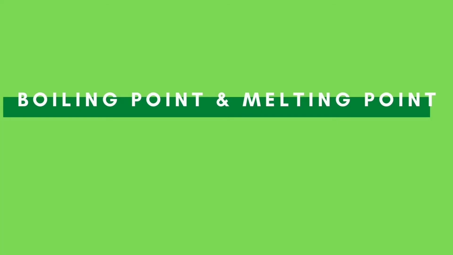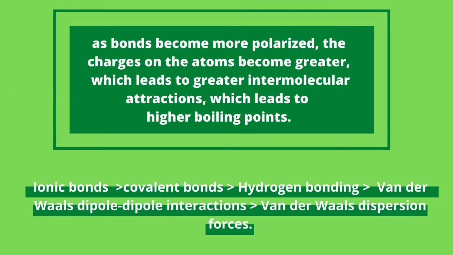Hydrogen bonds can contribute to boiling points. Hydrogen bonds have a lower melting point than ionic and covalent bonds because these two bonds are stronger, which means that they are harder to break compared to hydrogen bonds. However, hydrogen bonding has a higher melting point than van der Waals dipole-dipole interaction and van der Waals dispersion forces because hydrogen bonding is a lot stronger, which means that hydrogen bonding needs more energy to break the bond.